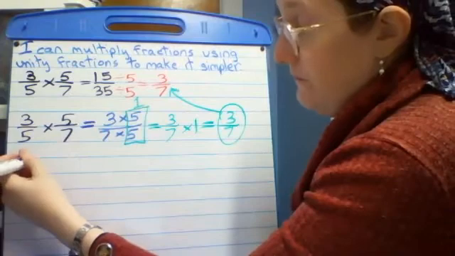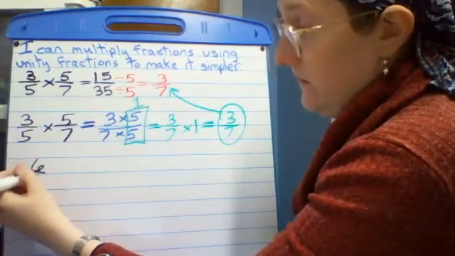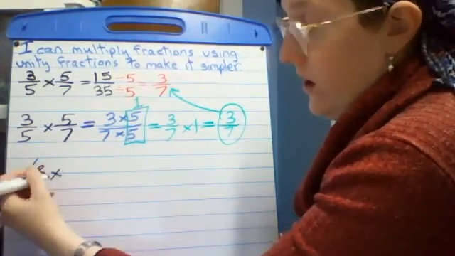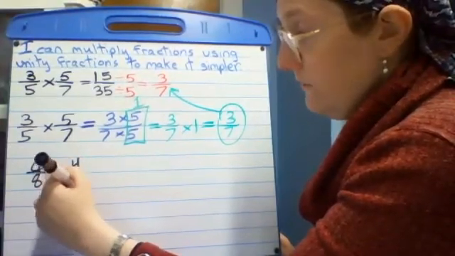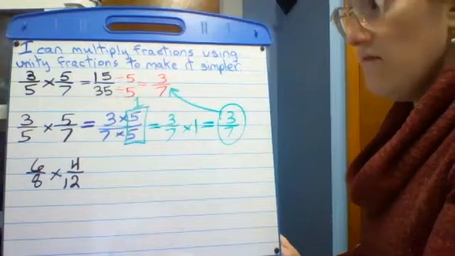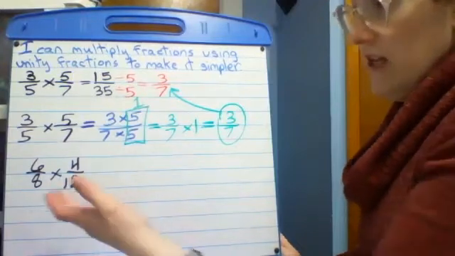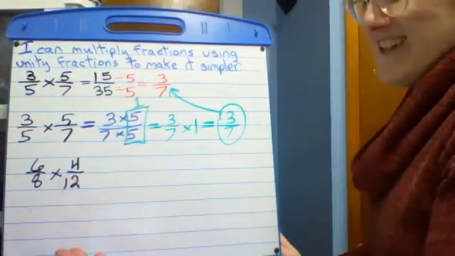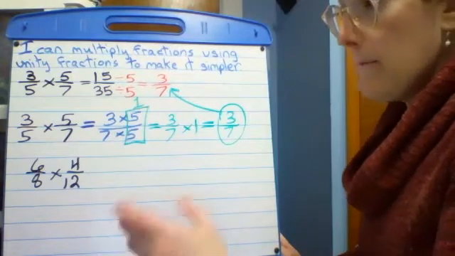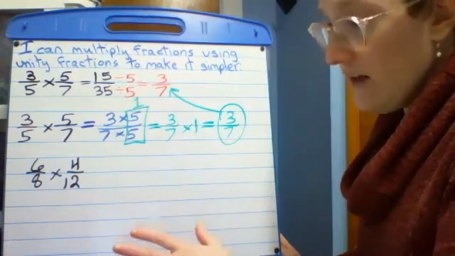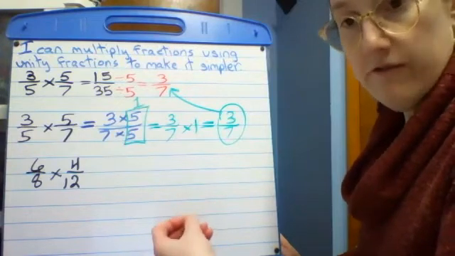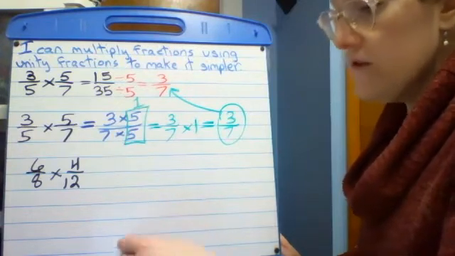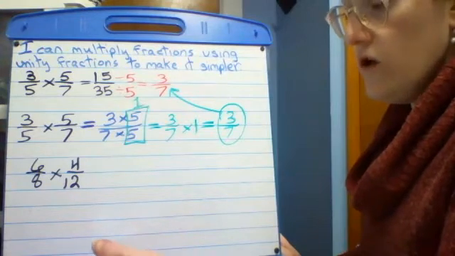Let's say I have a different fraction, 6/8 times 4 over 12. Now right here, looking at it, there's no obvious unity fraction. Even if I change the order, it's still none of the same digits. But maybe I can look at my numbers and see if I can change them to their factors that would give us a unity fraction.